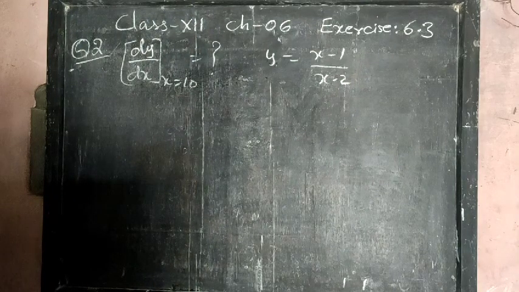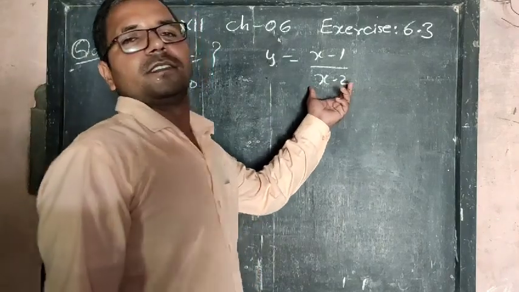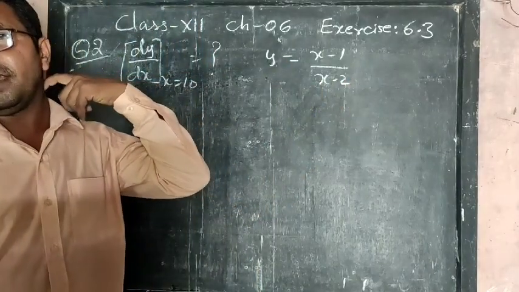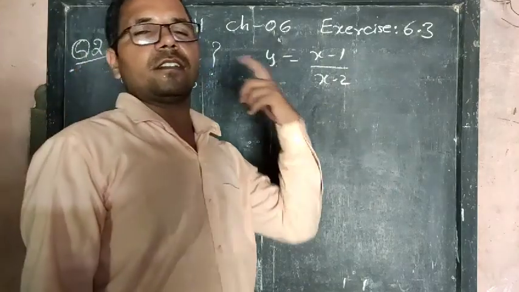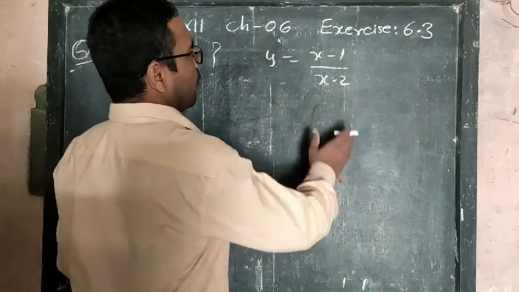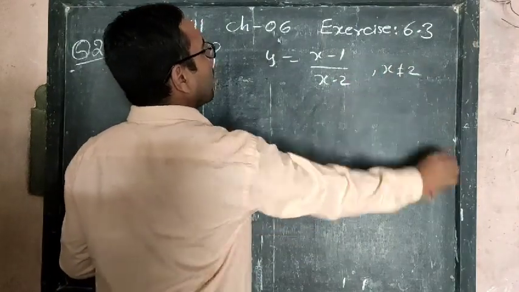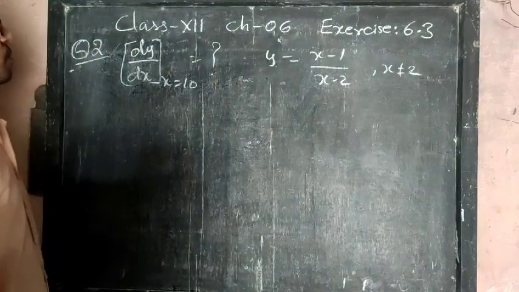So x will not be equal to 2, because the denominator will become 0, and 1 by 0 will become an indeterminate form. That's why it is not defined here. x is equal to 2 is not defined here.